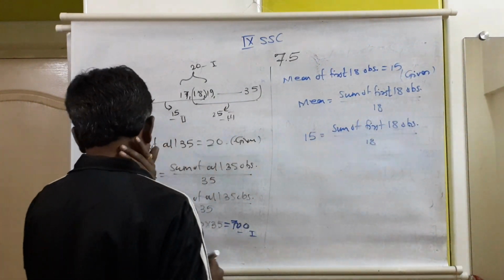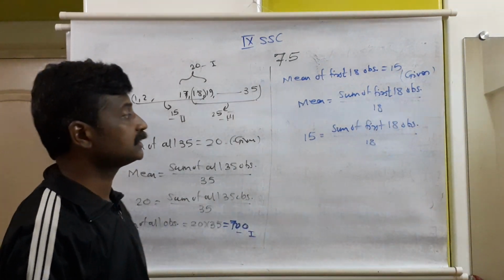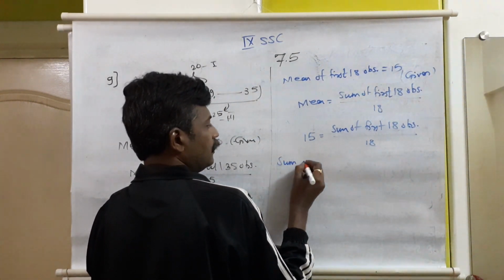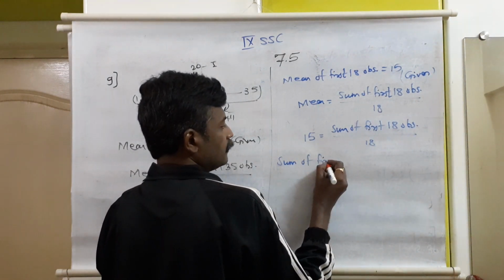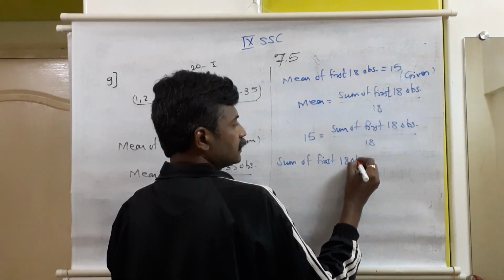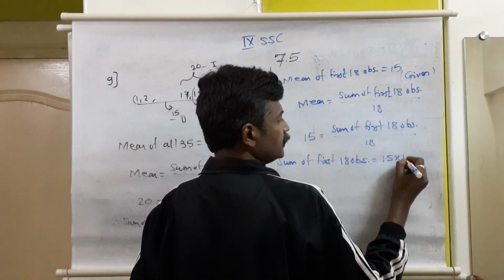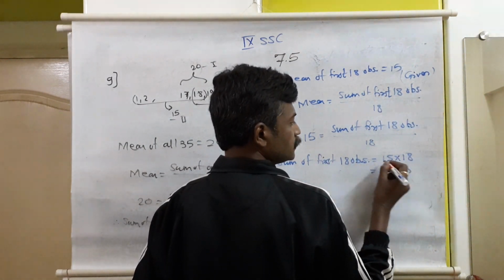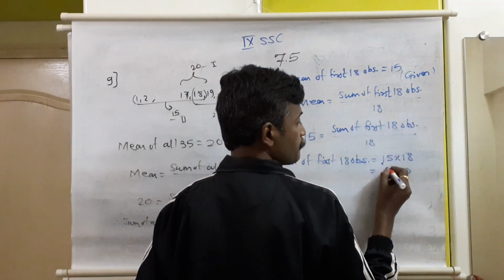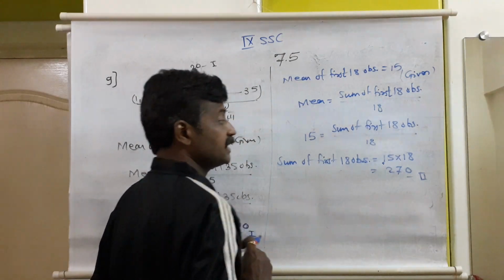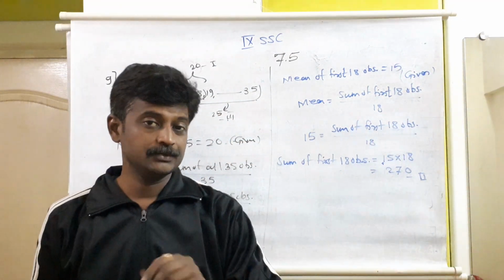Product of these both 15 and 18 will give us sum of first 18 observations. So sum of first 18 observations is equal to 15 into 18. So 0 carry 9, 270 will be the sum of first 18 observations, equation number 2.